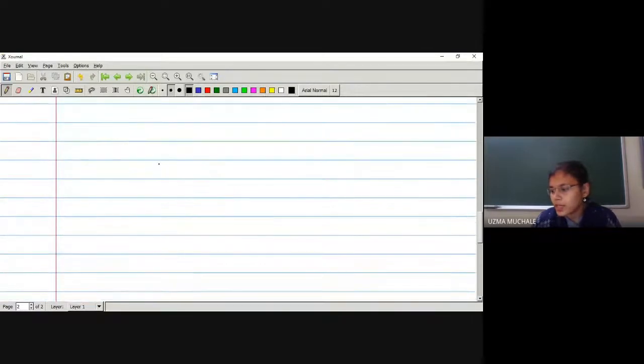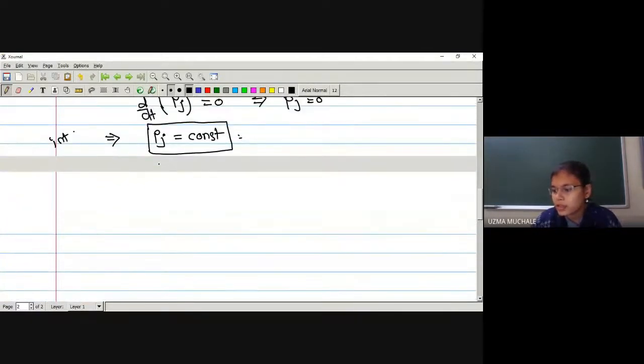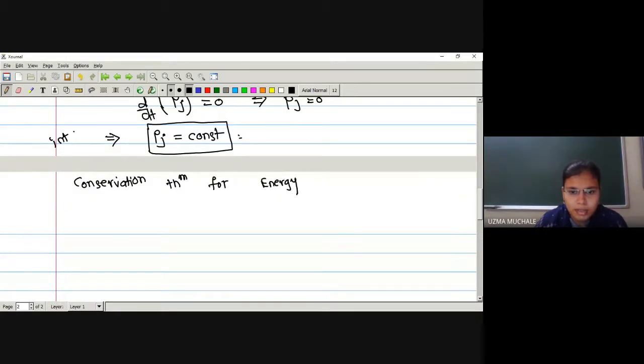Okay, let us go for the next conservation theorem. We will see the conservation theorem related to energy. Conservation theorem for energy. Okay, so in this case, what we will see is actually the statement.